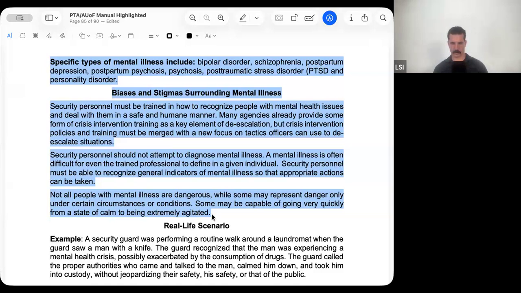Security personnel must be able to recognize general indicators of mental illness so that appropriate actions can be taken. Not all people with mental illness are dangerous, while some may represent danger only under certain circumstances or conditions. Some may be capable of going very quickly from a state of calm to being extremely agitated.